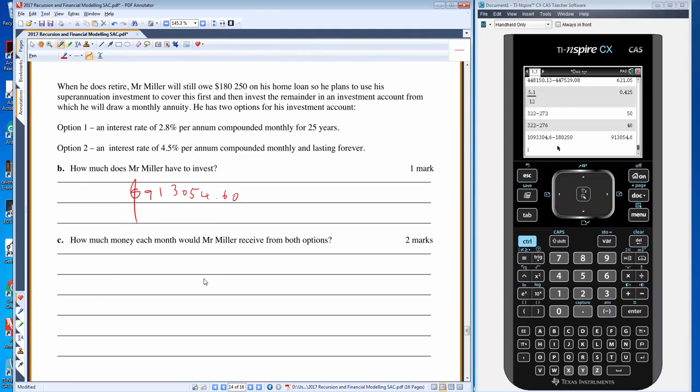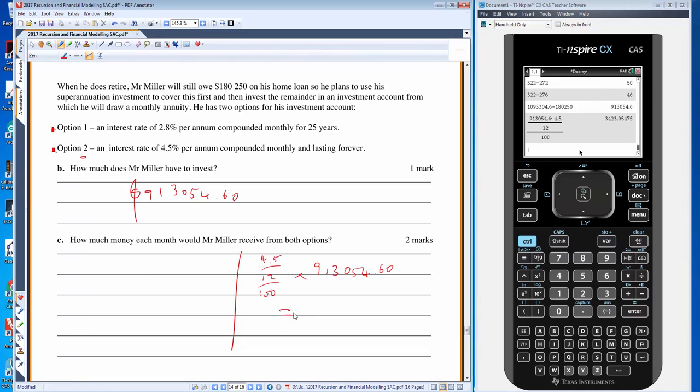Alright, how much money each month would Mr. Miller receive from both options? And here is option 1 that I can invest with, and here's option 2. Okay, let's work out option 2 quickly because I can do that in the main screen. Interest rate of 4.5% per annum, compounding monthly, lasting forever. 4.5 over 12 over 100 multiplied by 913,054.60, times 4.5 over 12 over 100, and that will give me $3423.95 in perpetuity, that is forever.